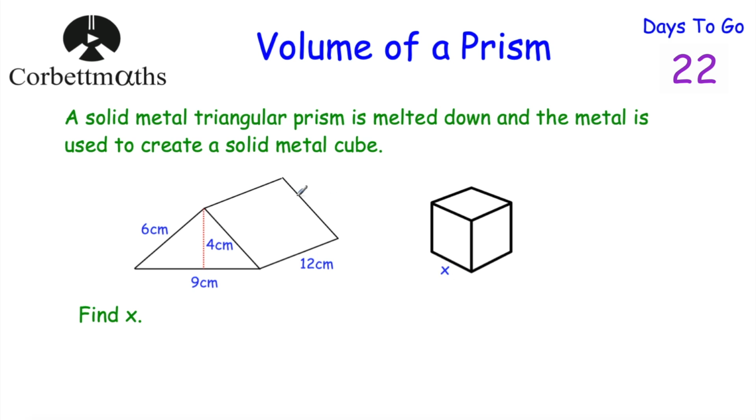So if we find the volume of this triangular prism, we'll then know the volume of the cube, and then we can find the side length by cube rooting it. So let's find the volume of the triangular prism. So we want to find the area of the front, this triangle, the cross section. So the area of the triangle is half the base times the height. So the base of the triangle is 9. The height of the triangle is 4. This 6 is a diagonal. We don't actually need it. It's a bit of a red herring, so we don't need this 6 here. So we're going to find the area of this triangle.